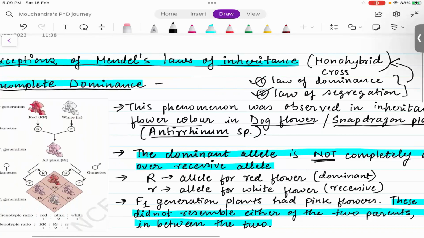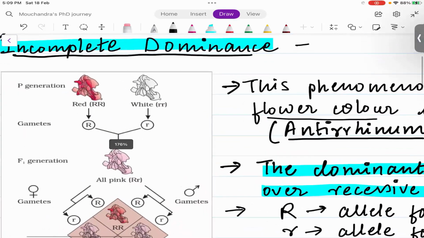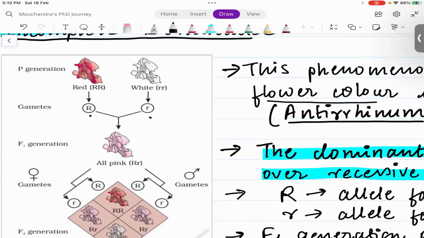So if you see this monohybrid cross, right? This is the red color flower, okay? This is the white color flower. Both are homozygous. They are coming from the pure line plants, okay? So they produce only one type of gametes. So in the F1 generation, although it is heterozygous and capital R was dominant, that's why it is written in capital letter over the small r, but we don't see red. We see pink color flower. So the F1 progeny doesn't resemble either of the parents. It is showing a phenotype which is in between.